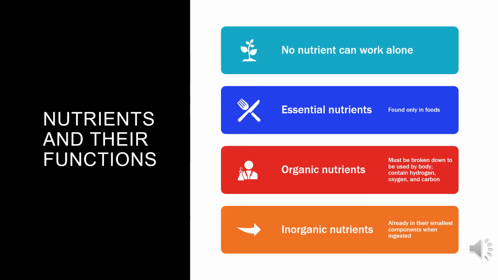Our essential nutrients are nutrients that are only found in foods. So our only way to get them is through eating them. There are organic nutrients. These have to be broken down for the body to use. So those contain hydrogen, oxygen, and carbon. And then there's inorganic nutrients. They're already in their smallest components when you eat them or drink them, so they do not have to be broken down further for your body to use them.